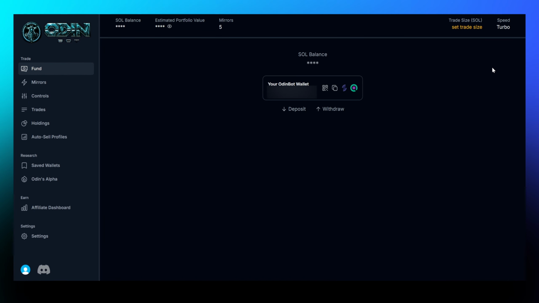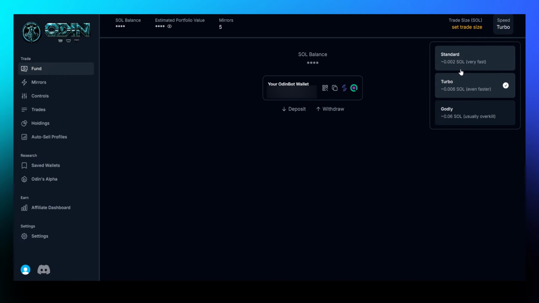To do that, we're going to get back to the trading speed and explain them a little bit deeper. First of all, we have standard, which is very fast, turbo, which is even faster, and godly, which is usually overkill. As you can see, the price difference between standard and turbo is not too big, it's only 0.004 Solana, but the godly one is actually 0.06, which nowadays is around $10 per transaction, which means that you have to pay $10 to buy and another $10 to sell.